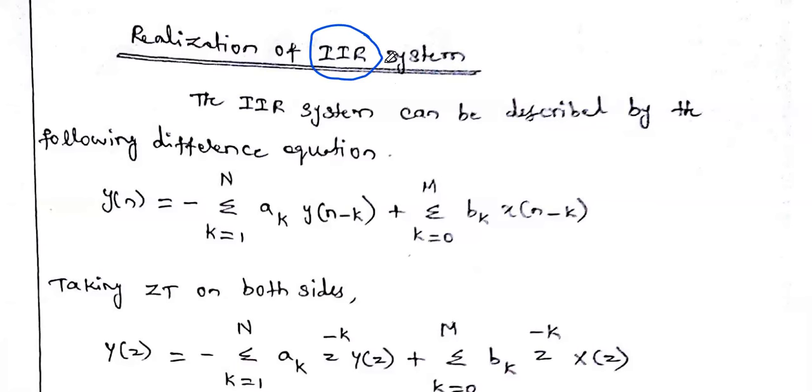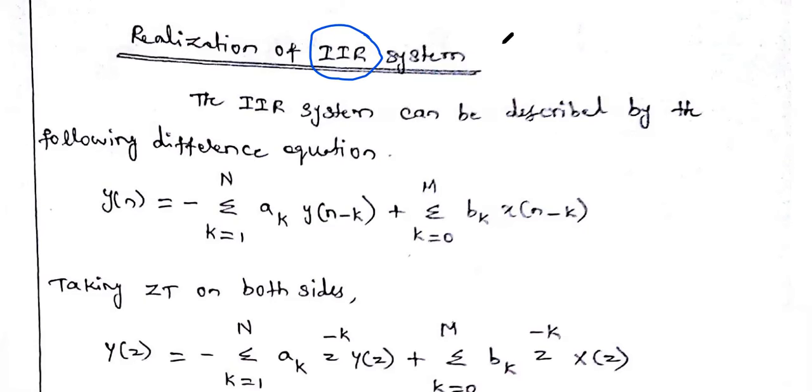Infinite impulse response means the impulse response h of n of the system has infinite values. For example, h of n equal to a power n u of n. For n equal to 0, h of n has the value a power 0. Then at n equal to 1, a power 1. At n equal to 2, a power 2. Up to n equal to infinity also, the impulse response is available. So for n equal to 0 to infinity, the impulse response is available, and that is said to be an infinite impulse response system.